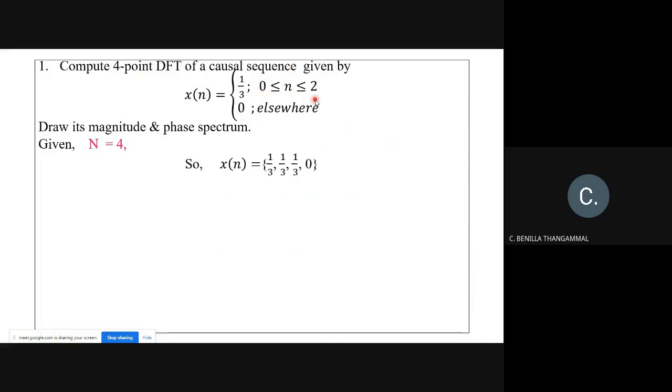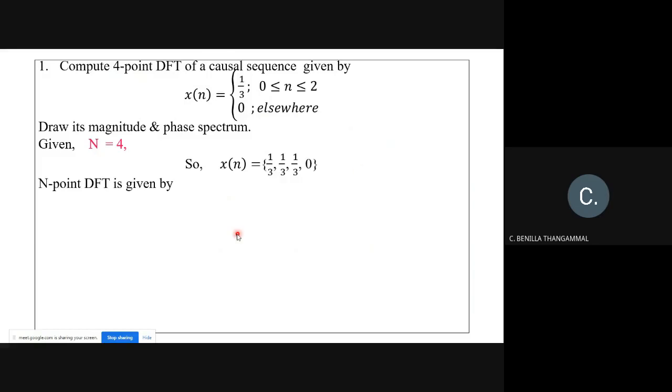For 0 less than or equal to n less than or equal to 2, it means the n value lies between 0, 1, 2, and for these three values, the value is going to be 1 by 3, and 0 elsewhere, but you have to get 4 values. So I get my x of n as 1 by 3, 1 by 3, 1 by 3 and then 0. Then wherever necessary, you have to write your formulas.